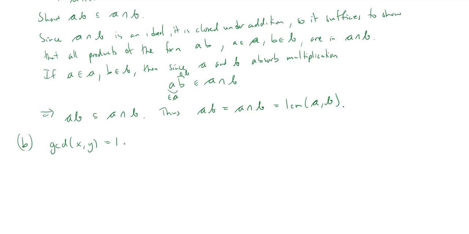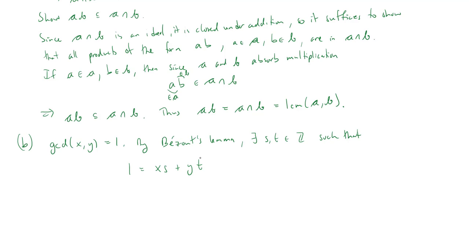So by Bézout's lemma, we can write 1 as a Z-linear combination of x and y. So there exist integers s and t such that 1 is equal to xs plus yt.